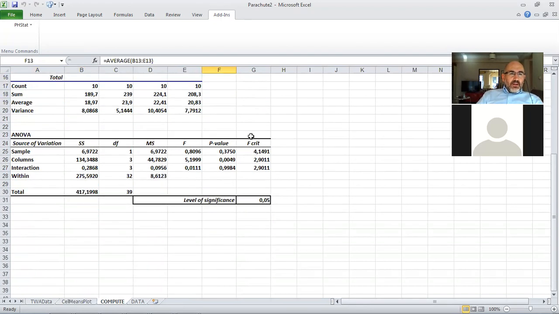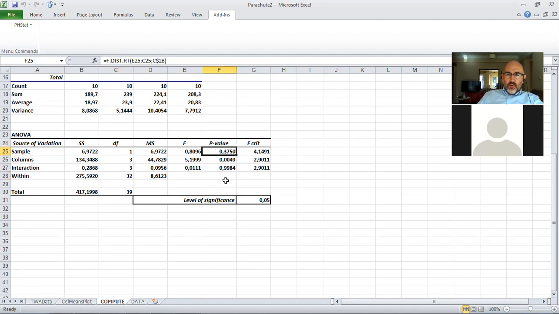Now, when we look at the sources of variation and sample, this is the type of loom. So this is the factor with 2 levels, therefore degrees of freedom is 1. Columns, it refers to the supplier. So factor B, 4 levels, so degrees of freedom is 3. Interaction effect, 1 times 3. Within or error, it's actually 2 times 4 multiplied by the number of values in each cell minus 1. So that's 32.